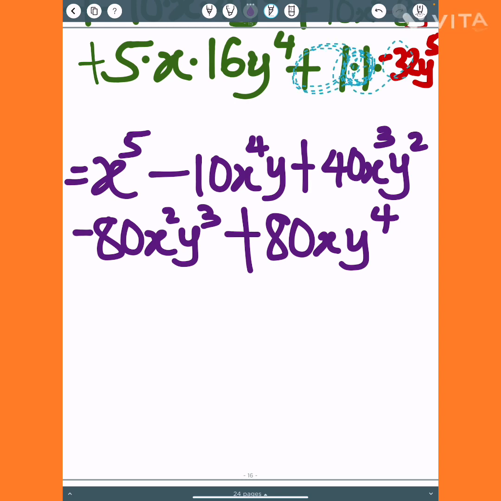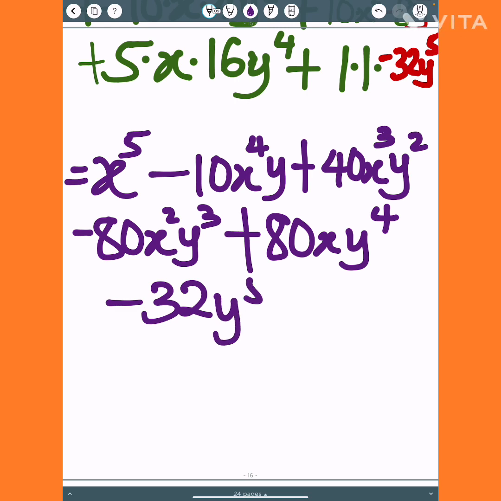Plus 1 times minus 32, that's minus 32. So my sixth term is minus 32 y raised to power 5. So this is the expansion of x minus 2y raised to power 5.